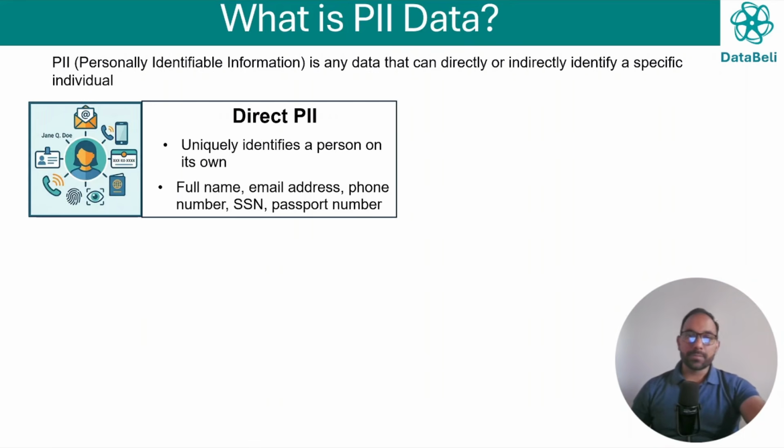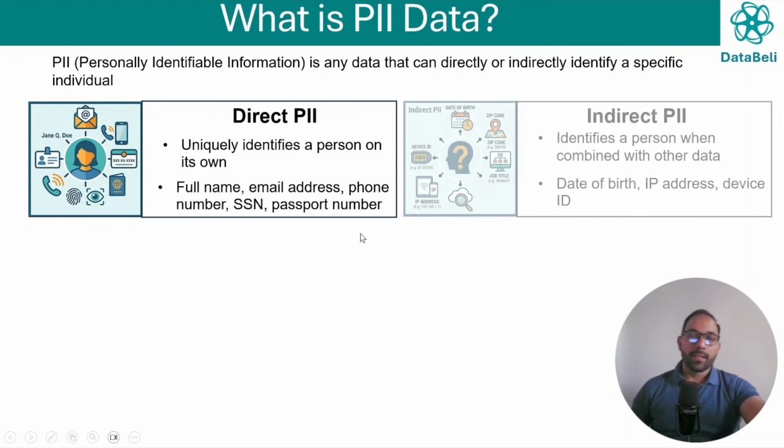And it is of two types, direct PII and indirect PII. Direct means that if we have a single entry or single value with us, using that single item we are able to identify who that person is. That is called direct PII. Examples are full name, email address, phone number, SSN, passport number. Using any of this data, we can know which person it is, so that's why it is called direct PII. They uniquely identify a person on their own, like having a single column itself, we can tag it to one person.